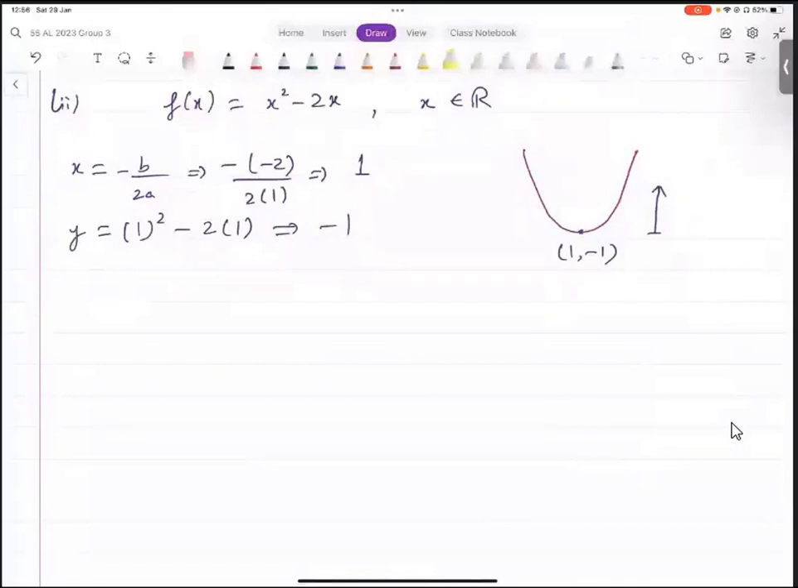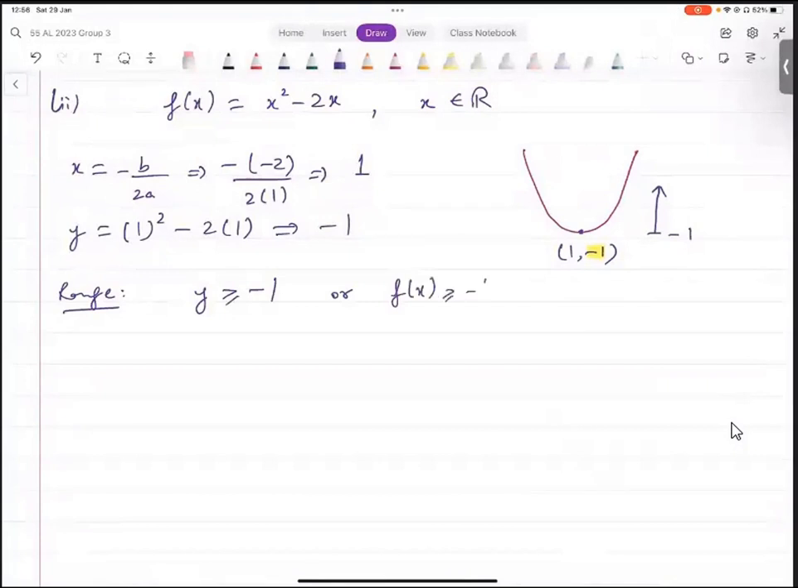So what's the range then? Minus 1 से ऊपर कुछ भी हो सकता है. So you say the range of the function is therefore y greater than or equal to minus 1. Or you can say f of x greater than or equal to minus 1. ठीक है? We've done this so many times. आपने सिर्फ क्या किया? Turning point निकाल लिया. Turning point से ऊपर आप रह रहे हो. ठीक है? That's the range.